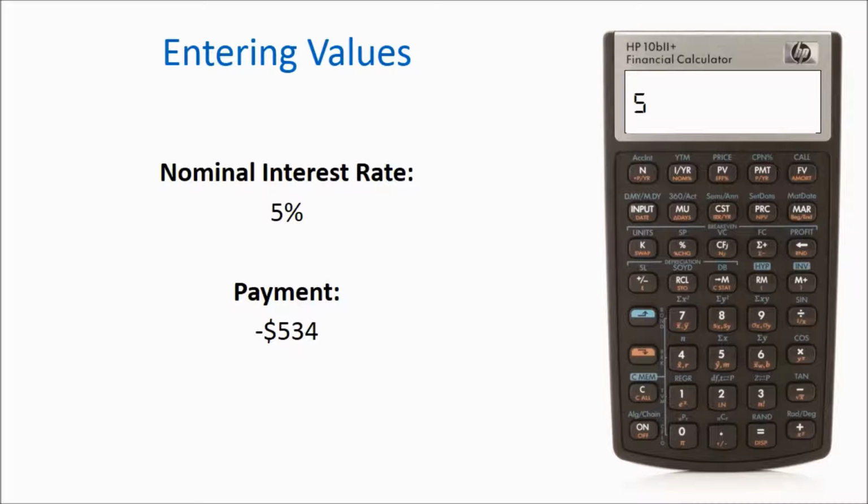To enter payment, type 534, press the plus/minus key to make it negative. You will see the minus appear on your screen. Then press PMT to store the value in the payment key. Now that we did that, your calculator knows the nominal interest rate and it knows the payment. If you press recall and then Shift NOM, you will see that stored value of 5 that we just entered for NOM. If you press recall payment, you will see the value that we entered for payment. This is the most basic thing we will be doing in all the math questions. We will be entering different values in the memory of your calculator.